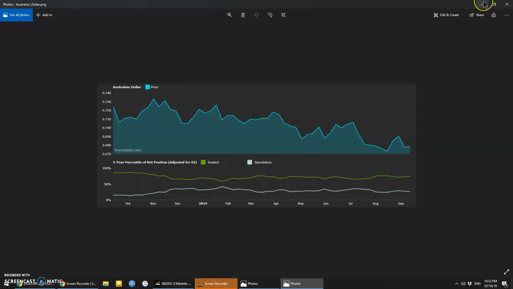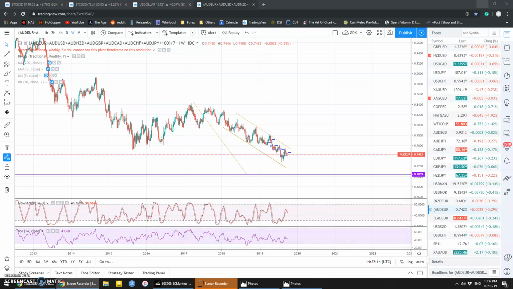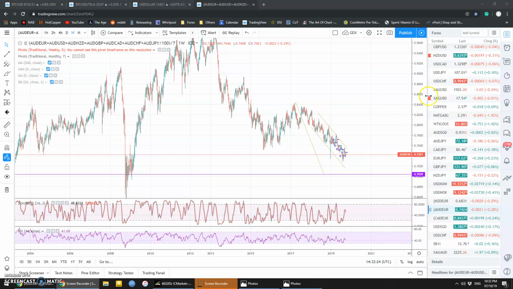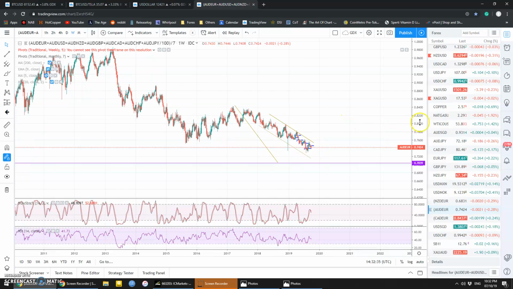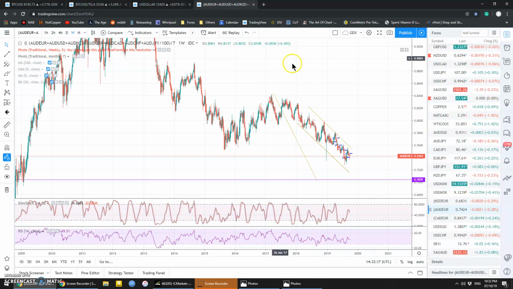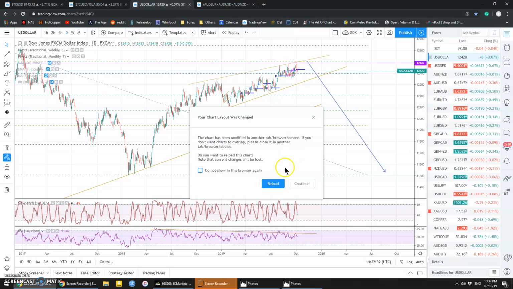Based on recent RBA action and RBA comments, I don't see the Aussie dollar going bullish anytime soon, and there are already hints of QE in the background. So if the Aussie dollar does embrace QE, we're going to see a sharp move to the downside, possibly testing the 0.66 level. So that's the Aussie dollar for me. Moving on to the US dollar.